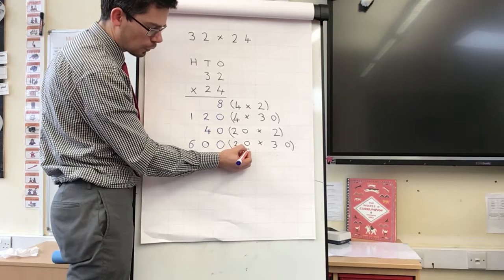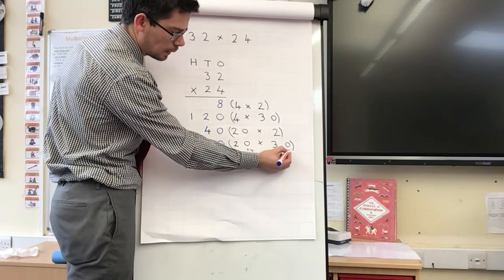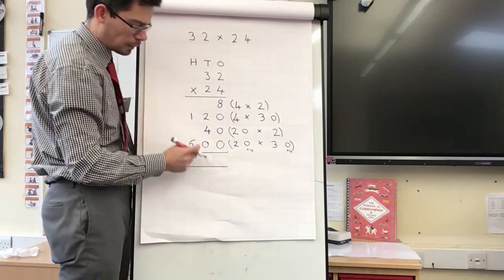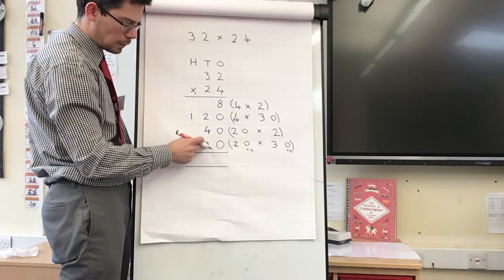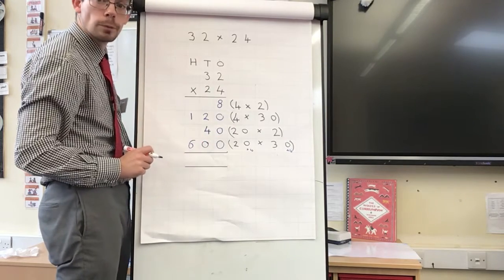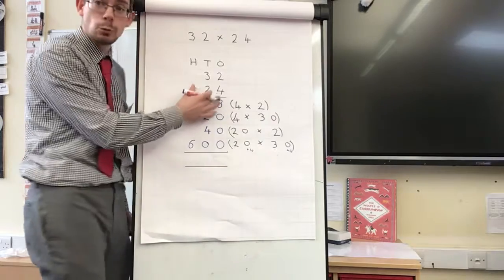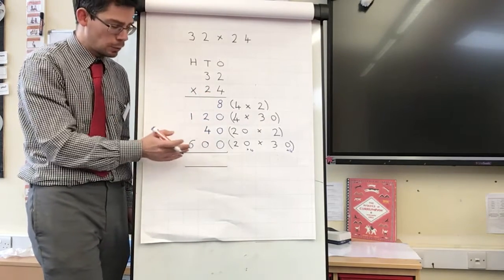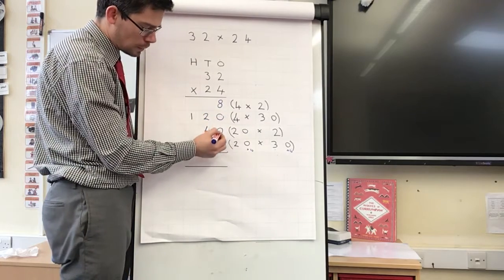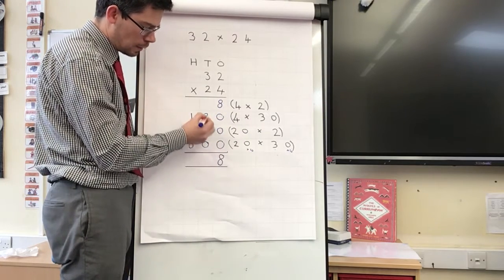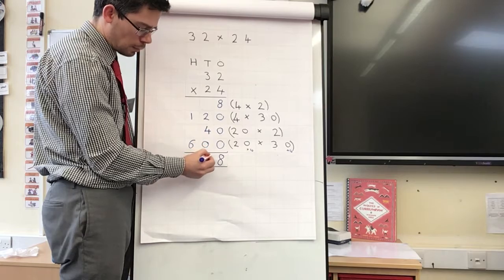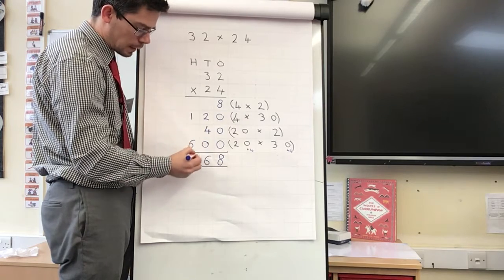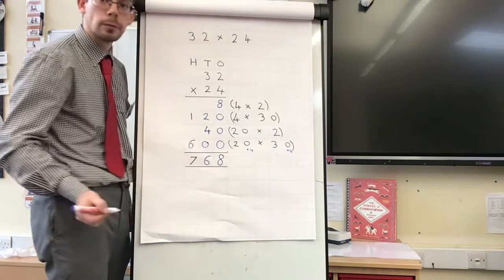This 0 shows that I need to times my number by 10, and this 0 shows I need to times my number by 10. 6 times 10 times 10 makes 600. And just like the grid method, but it's almost a bit easier now because they're already lined up in columns, I just now need to add them up. 8 add 0 add 0 add 0 is 8. 2 add 4 add 0 is 6. 1 add 6 is 7.